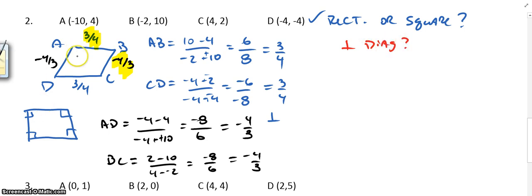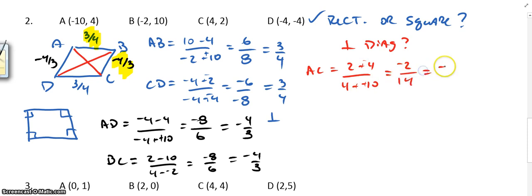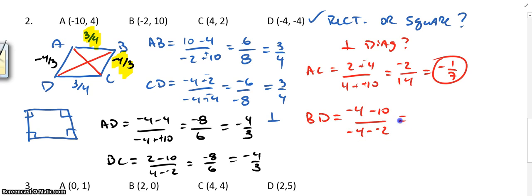Again we're doing AC and BD. AC is 2 minus 4 over 4 minus -10, which gives me -2 over 14, which is -1/7. Then we're going to test BD, which gives me -4 minus 10 over -4 minus -2, which gives me -14 over -2, which is +7. So if we look at these two, we have perpendicular diagonals.